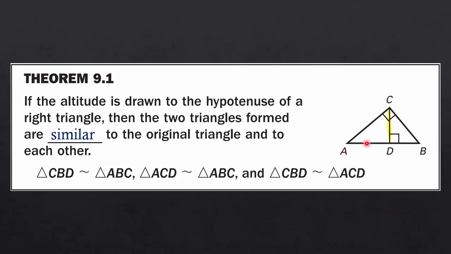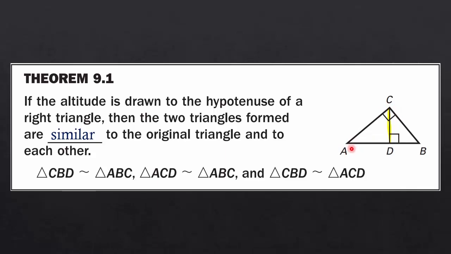There's one big triangle, which is ABC. We also have a medium-sized triangle, which is ACD, and we also have a smaller-sized triangle, which is CBD. When writing our similarity statements, there's three different ways that we can write it. We can say that triangle CBD is similar to triangle ABC. We can also say that the mid-sized triangle ACD is similar to the big triangle ABC. And finally, we can say that the little triangle CBD is similar to the mid-sized triangle ACD.